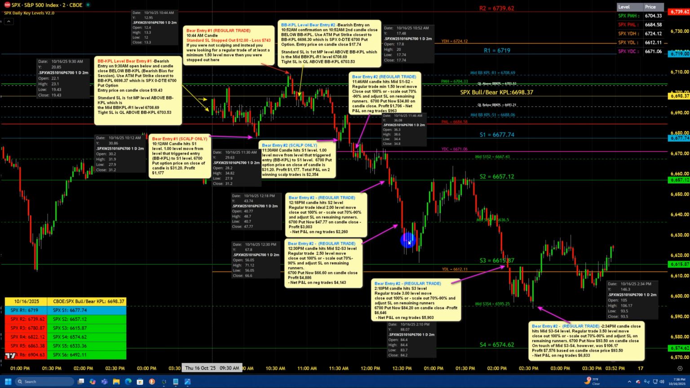As you can see here, we have a brief reprieve, stopping short of the S3 level, stopping short of the YDL level. We had a move back up to S2, but then we continued to move down further, and then we sliced through S3 here in the 2:10 p.m. candle, hits the S3 level, and now this is a regular trade 3 level move. 1 level, 2 levels, 3 levels in our favor. So again, another decision to make at each level. 100% closeout, scale out 70-90%, adjust stop loss on remaining runners.